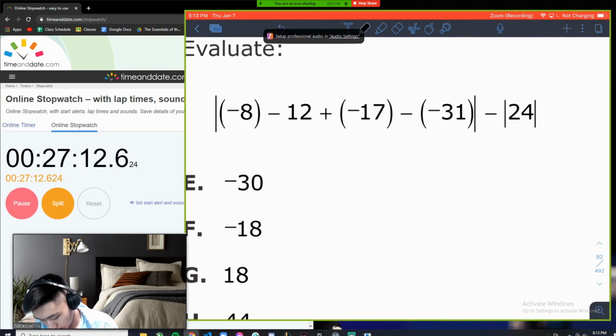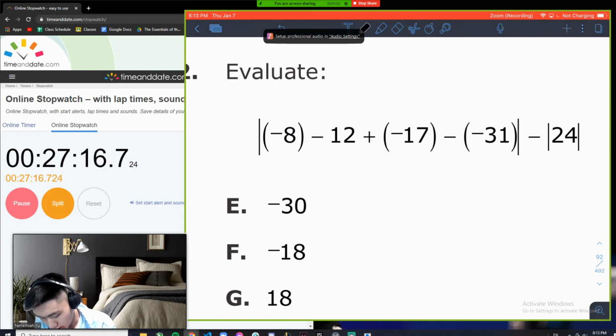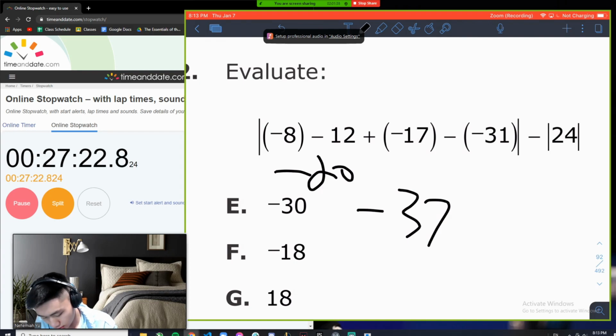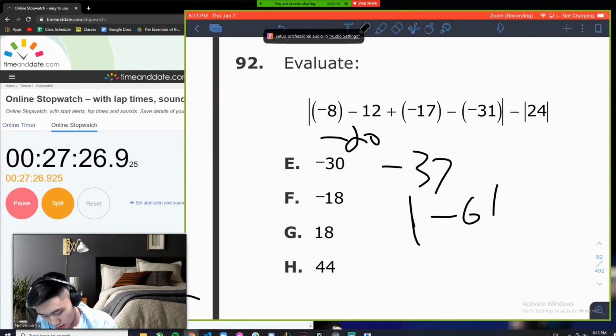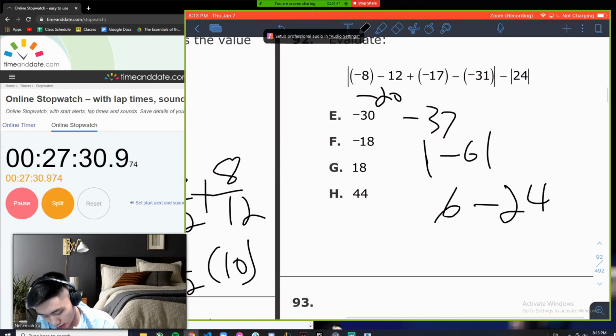These are absolute values. -8 minus 12 is -20, plus -17, -37, plus 31, -6. An absolute value of -6 is 6. 6 minus 24 is -18.